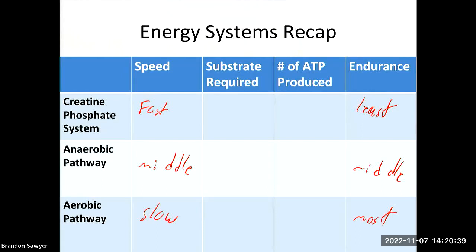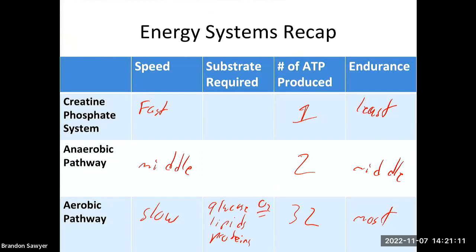Okay. Number of ATP produced, creatine phosphate system. Yeah, it's just one at a time. Anaerobic pathway, 2. Aerobic, 32. Okay, and then substrate required. For the aerobic pathway, let's start down there. What can we burn with this pathway? Glucose. What else? Lipids and proteins as well. Okay. We also need oxygen for this one. So that'll be another required substrate.